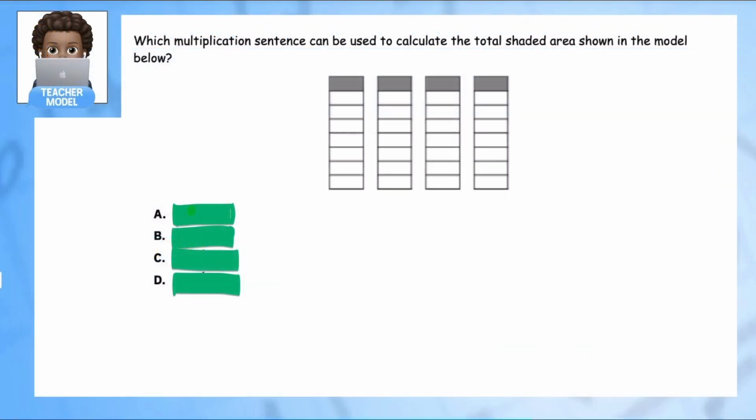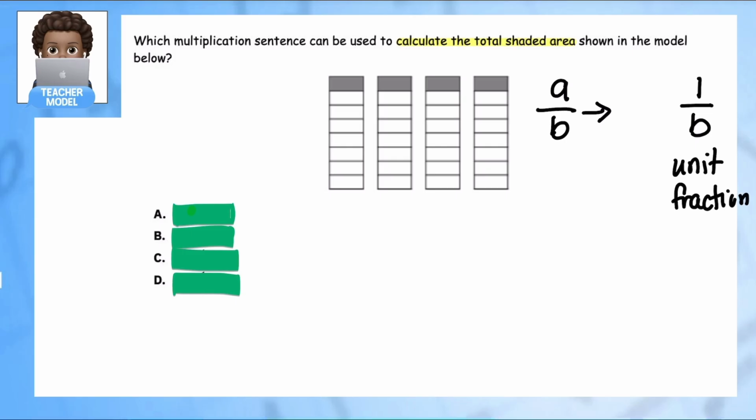Which multiplication sentence can be used to calculate the total shaded area shown in the model below? Okay, so let's think about this. All we're looking for is what multiplication sentence can show the value of all of these pieces here. So if I can see them as a fraction, I'm going to rewrite it as a multiplication sentence where my numerator is 1. So this is a unit fraction. And I'm multiplying it by some number. It's going to be a multiple, and this number is going to tell me how many groups.